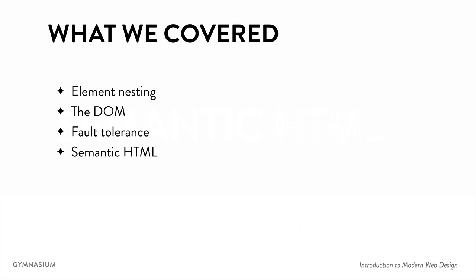In this chapter, we talked about element nesting, how elements come together to form the DOM. We talked about fault tolerance, which will come up time and time again as we're discussing HTML and CSS. And then finally, we talked about the importance of semantic HTML to provide more meaning to our documents.